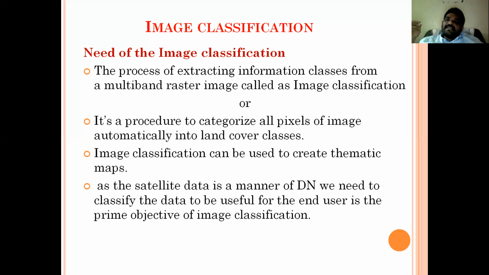Now, let us see the definition one more time. The process of extracting information classes from a multi-band raster image is called image classification. Extracting classes. How can I extract classes? How can I give that number W, water, urban? How can I give? That we are going to discuss. That's what image classification is about. It's a procedure to categorize all pixels of an image automatically into land cover classes, called image classification.